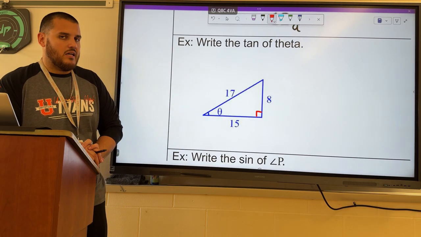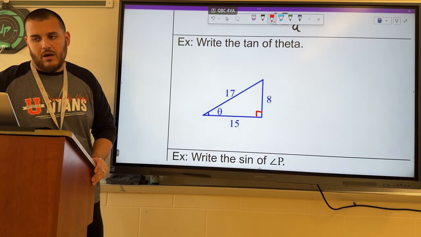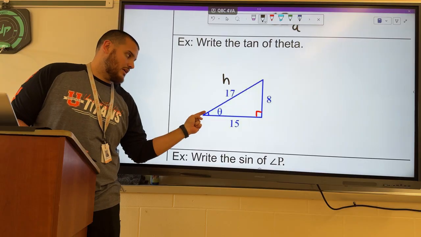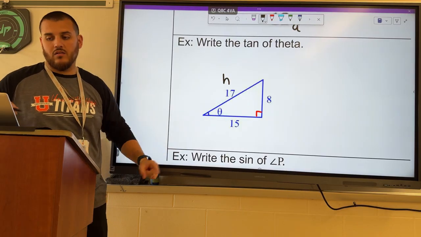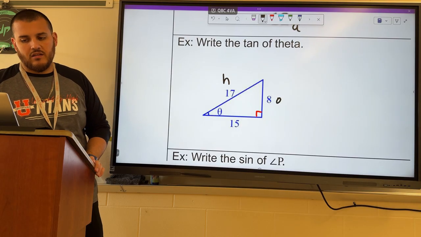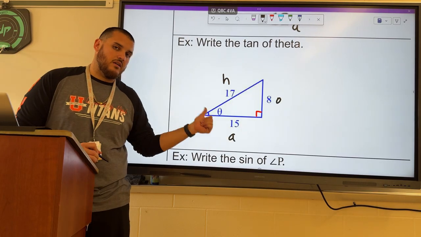And then we're gonna label our sides. Right, so 17 is our hypotenuse. That's opposite of the right angle. 8 would have to be our opposite side because it's opposite of our given angle, or theta, so that's our opposite side. 15 is our adjacent leg because that side touches theta, it's right next to it.